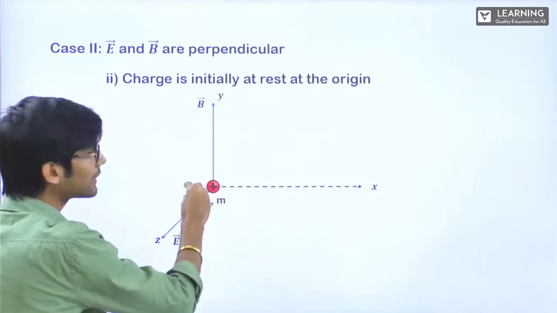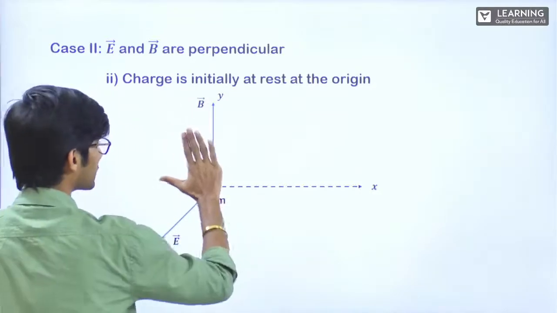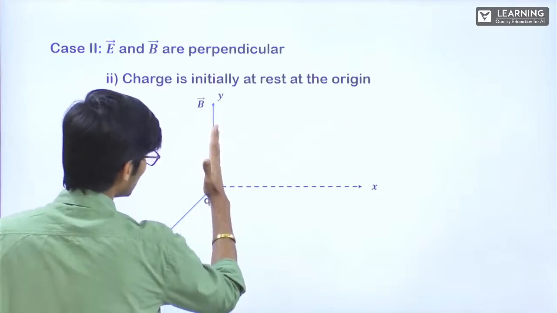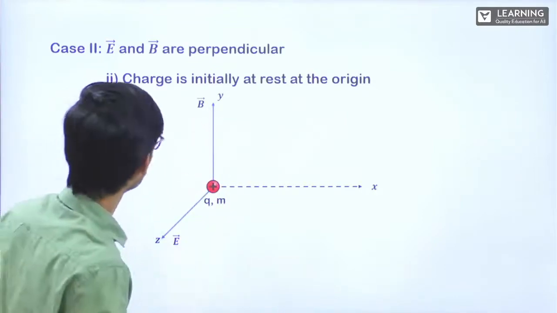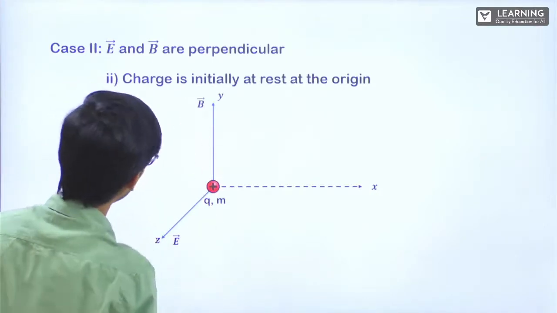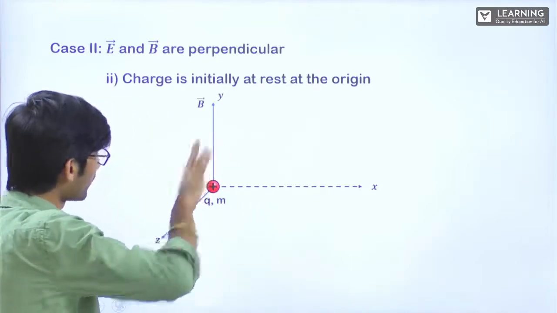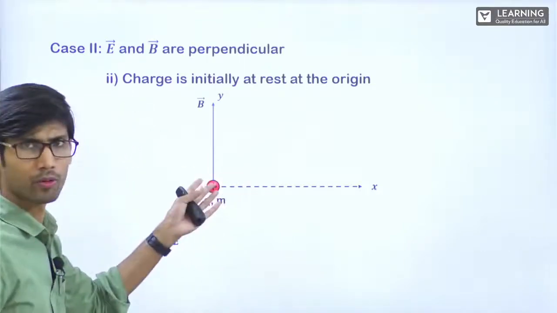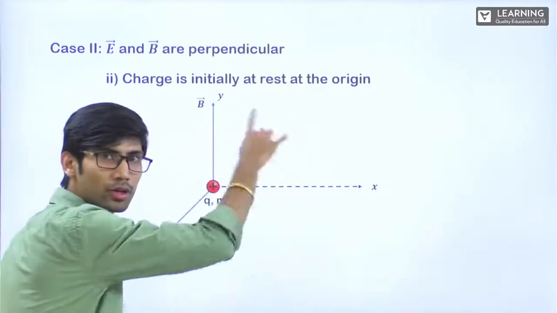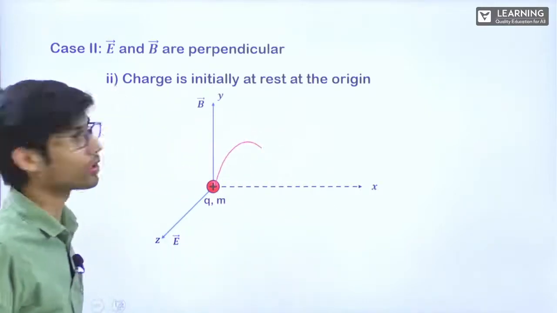When this particle starts moving in the direction of the electric field, because of B, which is in this direction, and the velocity in this direction, the force is this side. Now let me take this electric field in minus Z, these are perpendicular only. So in this case the force will be like this, the particle will go like this. Now it will try to complete a circle, but it will not.